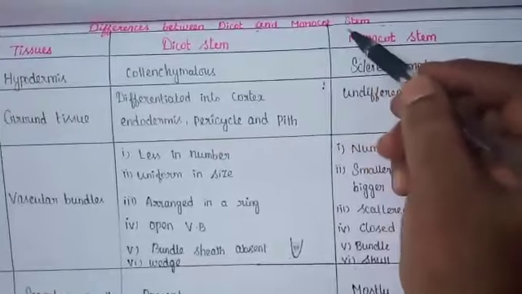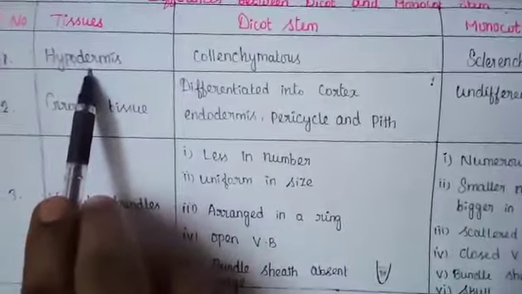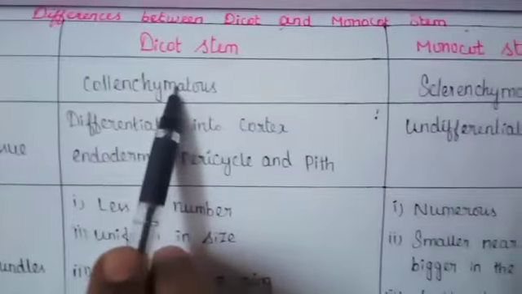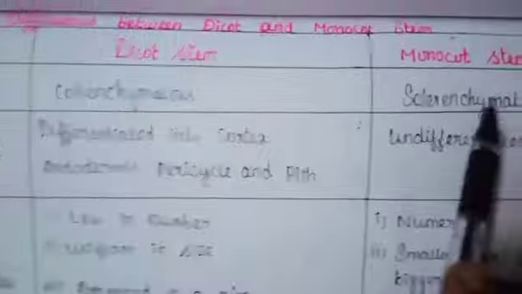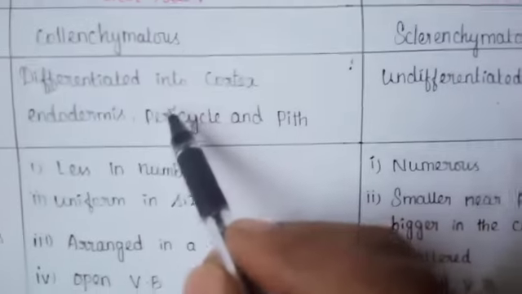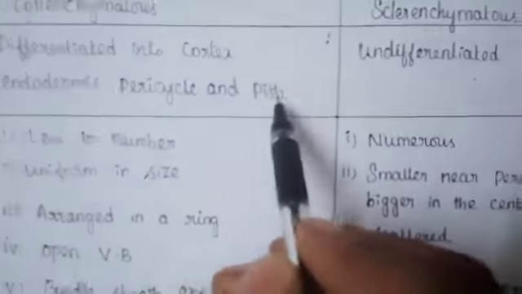Differences between dicot stem and monocot stem. This is a very important 5-mark question. First one, hypodermis. Hypodermis is present below the epidermis. Hypodermis is made up of collenchymatous tissue in dicot stem, sclerenchymatous tissue in monocot stem. Next to the hypodermis, ground tissue is present. In dicot stem, ground tissue is differentiated into cortex, endodermis, pericycle and pith. But in monocot stem, ground tissue is not differentiated into cortex, endodermis, pericycle and pith.